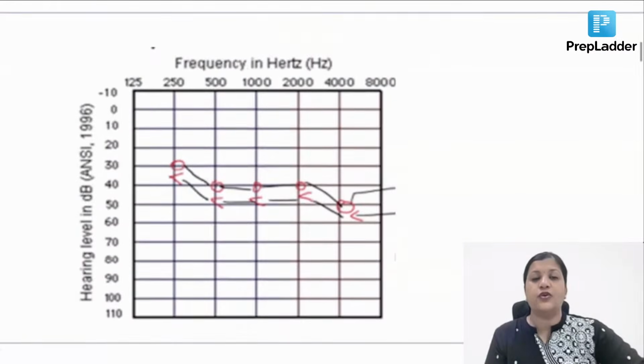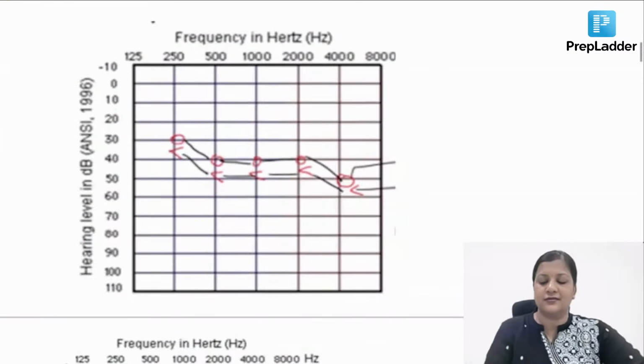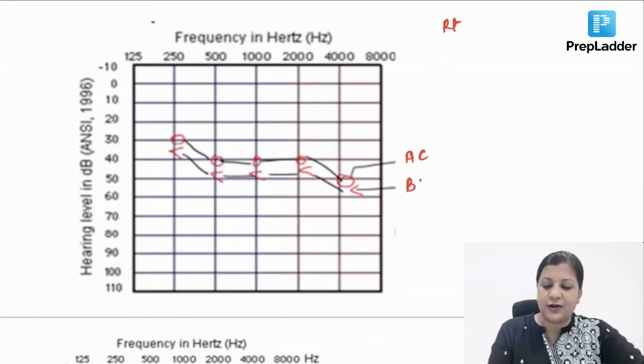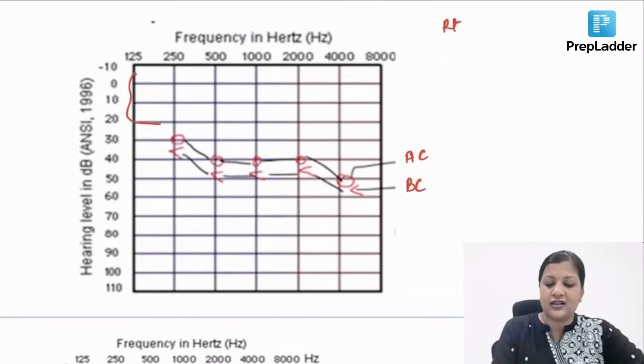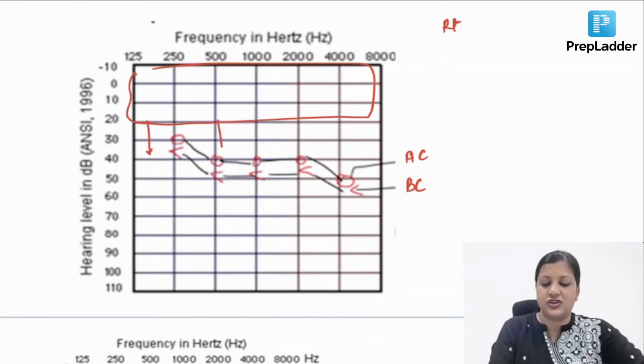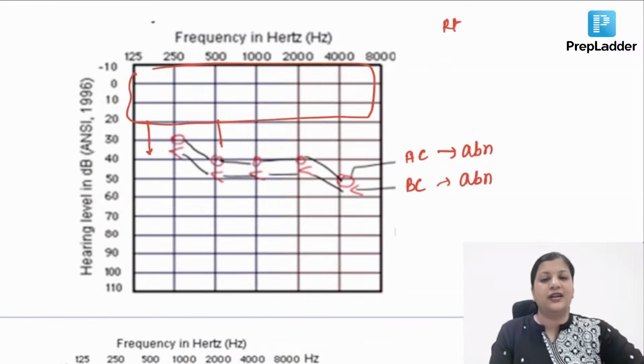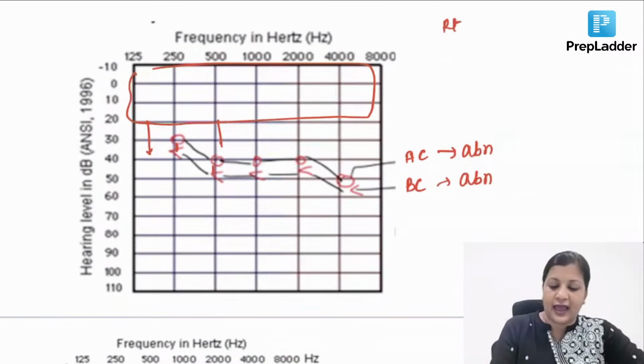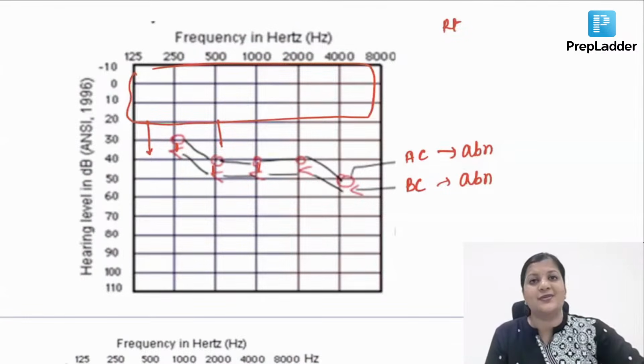Yes. Now look at this image. Tell me quickly. Right ear, we know because the color coding is red. 0 is nothing but air conduction of the right ear. Less than is nothing but bone conduction of the right ear. Are they in the normal range of 0 to 20? No, both the curves have shifted down. So AC abnormal, BC abnormal. And do you see that there is a gap between the two that's more than 20 decibels? No.